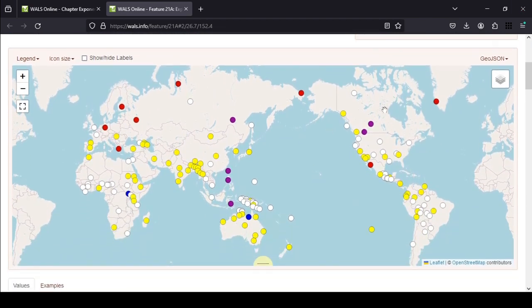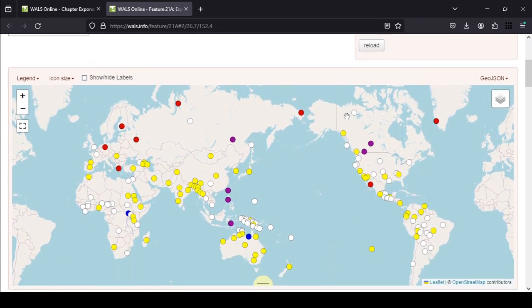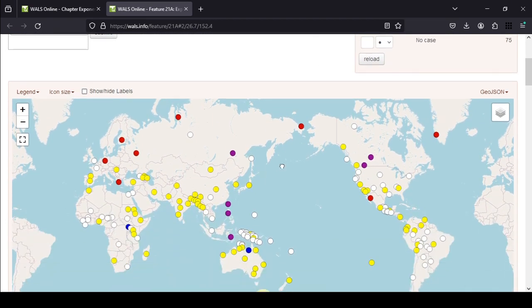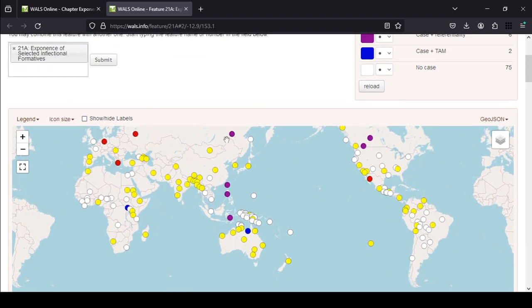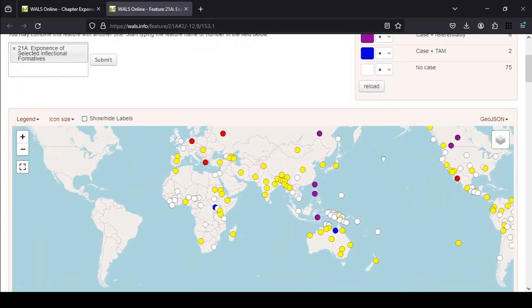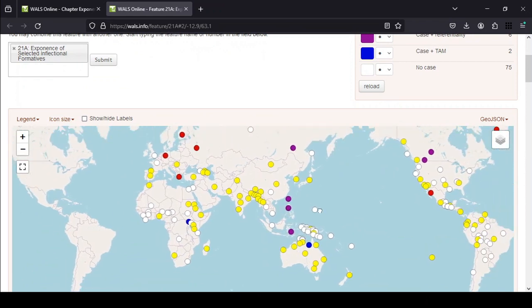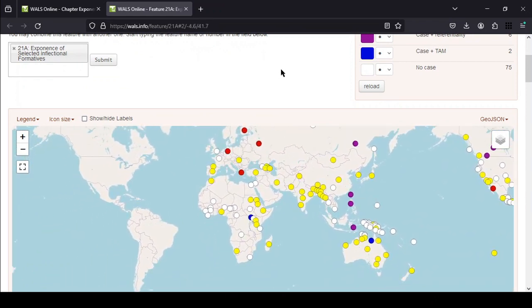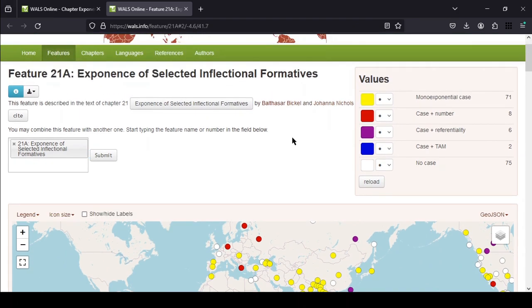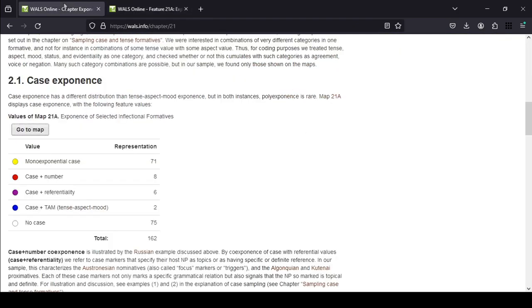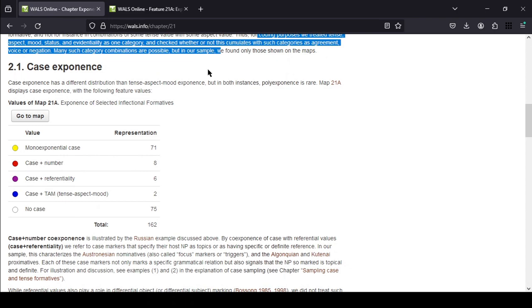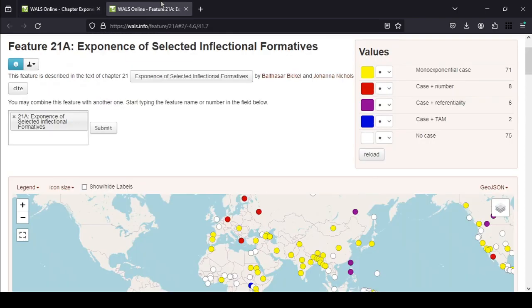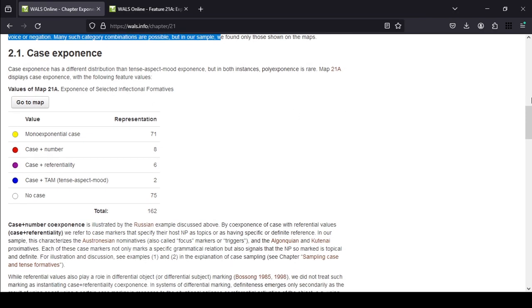All right, as we can see, very plainly, mono-exponential is the rule. And I don't think this would surprise anyone. Well, it's actually tied with no case, and that's also not very surprising. So is this noun case? Whatever. Maybe I should read the explanation first before I look at the map.